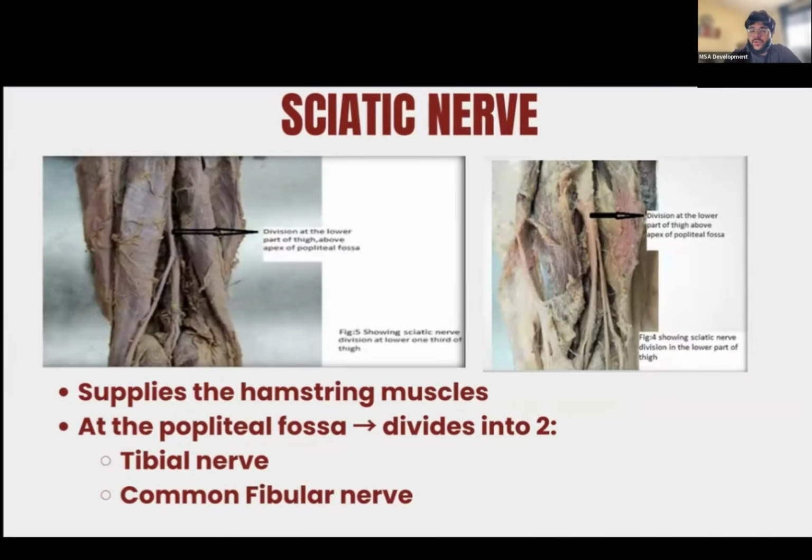Just remember that it exits through the greater sciatic foramen, which is underneath the piriformis, and in the popliteal fossa it will divide into the tibial and the common fibular nerve. Okay, and with that, we're done with the muscles of the thigh. Let's move on to the knee joint.